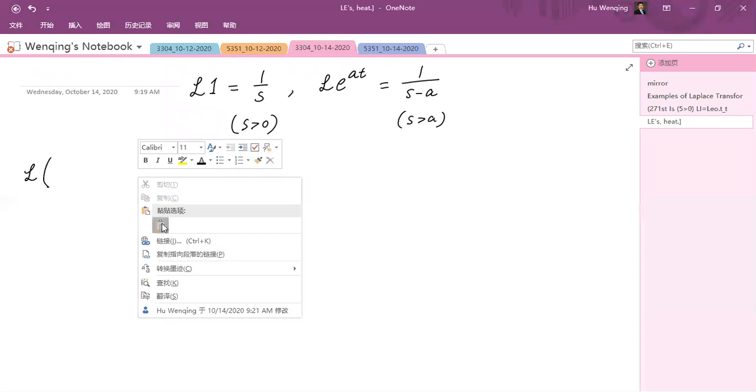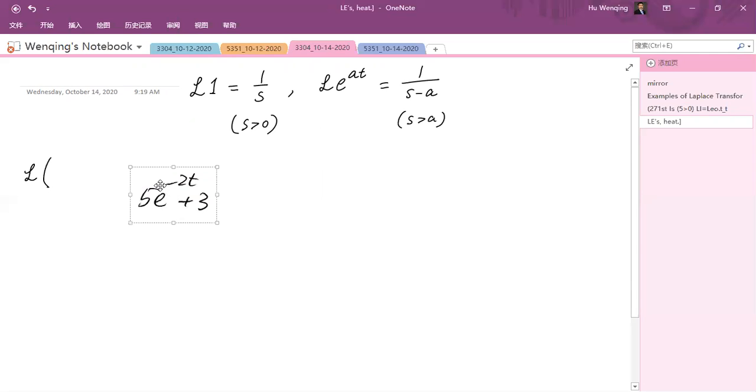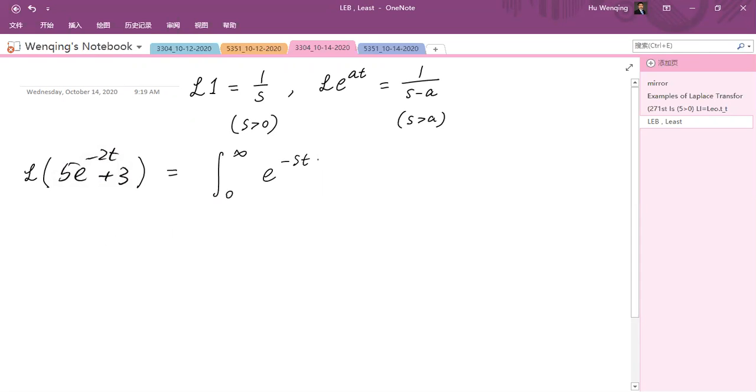Let's say this one, 5e^(2t) plus 3. I want to consider the Laplace transform of this function. So how should I do it? Well, by definition, you can do an integral from 0 to infinity of e^(-st) times (5e^(-2t) plus 3) dt. You just do this integral. Is that good for everybody?